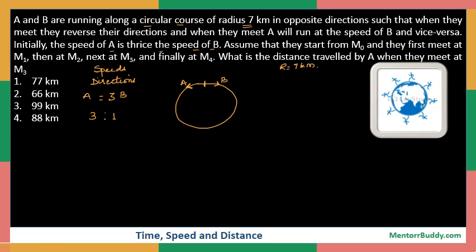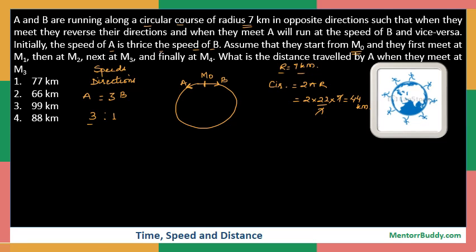Now assume that they start from M0. So let us assume this starting point is M0. And they first meet at M1, then M2 and M3, and finally at M4. What is the distance traveled by A when they meet at M3? Now since radius is known, we can find out the circumference of the circle, which is equal to 2 pi r. And if I write 2 into pi, that is 22 by 7, multiply by r, that is 7, 7 gets cancelled, so it comes out as 44 kilometers. So this whole length of the circle is 44 kilometers.